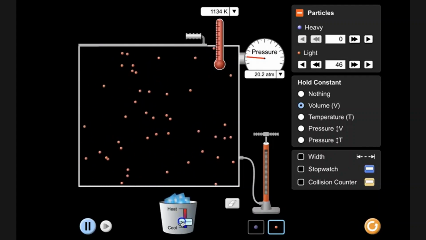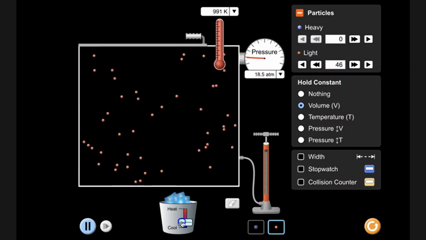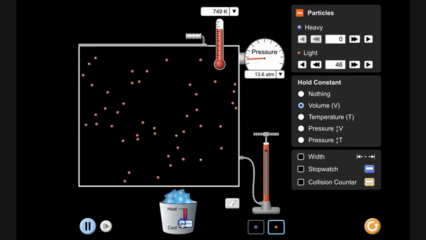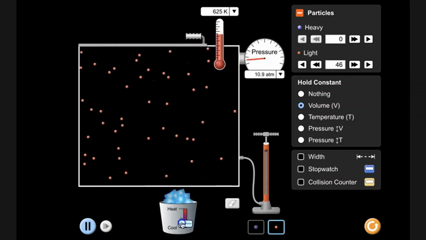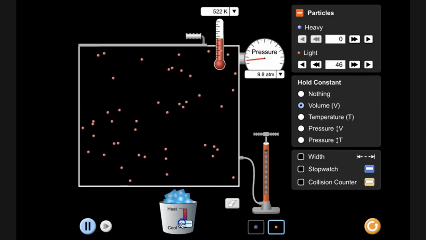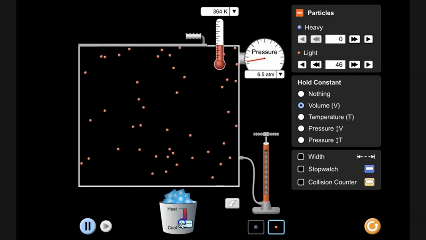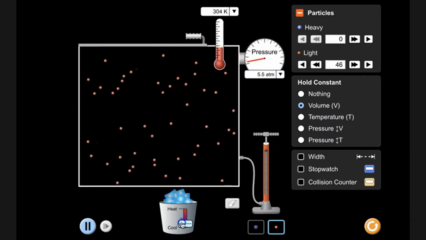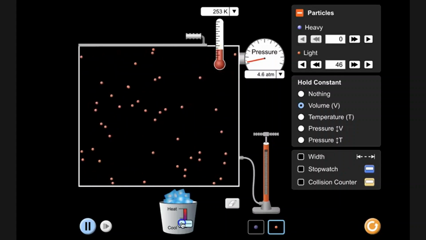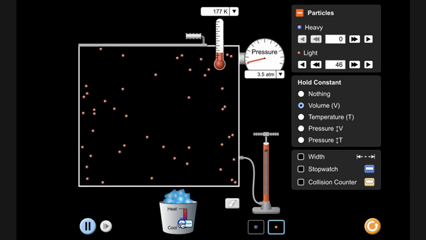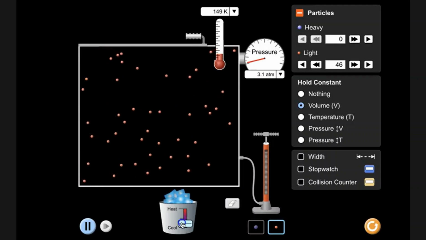Likewise, if I cool it down, if I make my temperature a lot cooler than it was, notice my temperature is starting to drop quite a bit and pretty quickly. My pressure is once again dropping. Again, my volume is staying the same, the amount of space that they take up is the same, and therefore the amount of collisions those particles can have. And we see that direct relationship. When the temperature goes up, the pressure goes up.